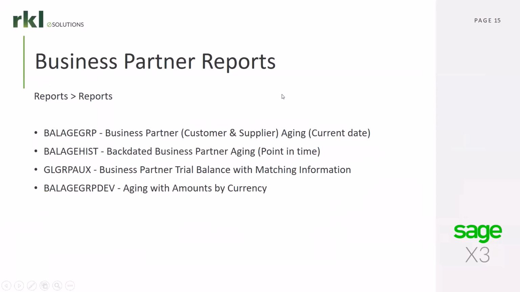For the business partner reports, we have the BAL-H group, which is the basic aging as of today's date. BAL-H HIST is a point in time report for aging, and this one can be backdated. So if you need to run your aging as of the end of, say, November, you would want to use the BAL-H HIST report instead of the BAL-H group report. You also have a business partner trial balance and matching, and aging with amounts by currency reports.